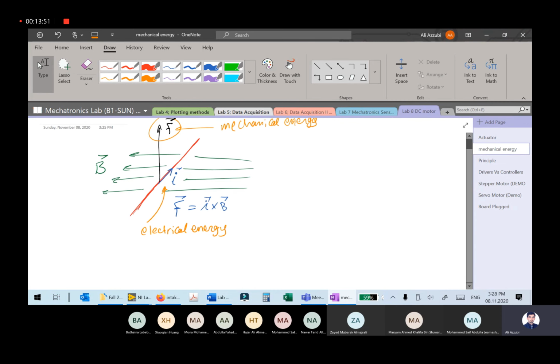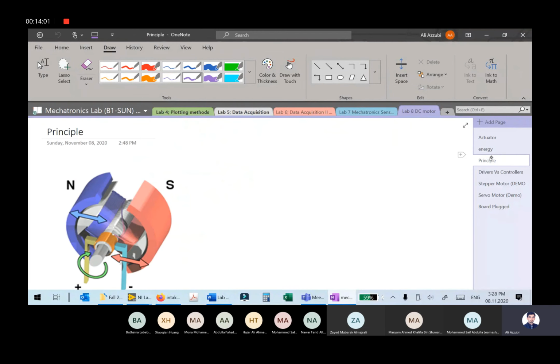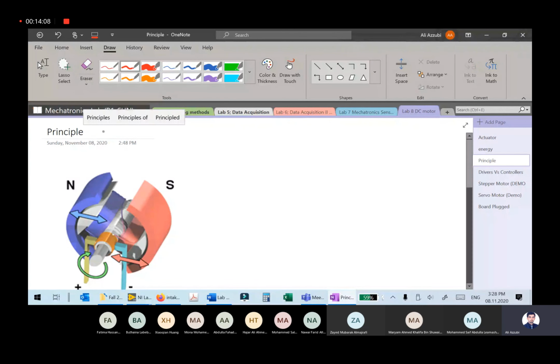Now how is it done? You don't have linear motors moving up and down, but rather it's designed to be rotary, which brings us to the topic of DC motors. So, the principle of DC motors. Let's put this in red.